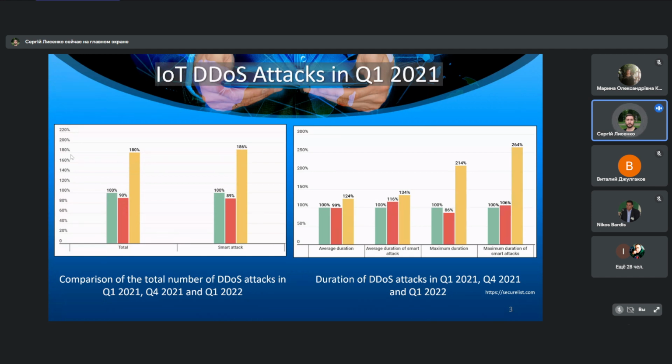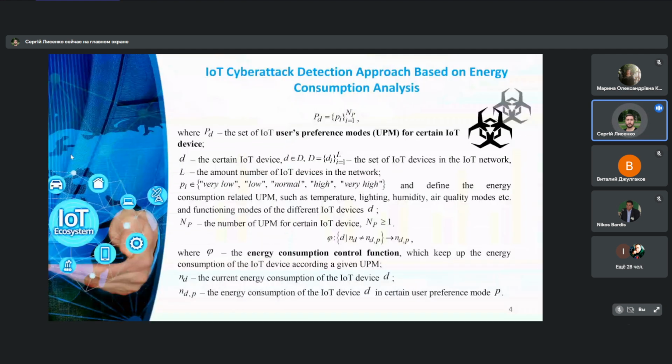And today we'd like to present some ideas for detection based on energy consumption monitoring as a possible way to detect those attacks which require significant energy consumption. For example, DDoS, crypto mining, and so on. Okay. So we propose a technique which tries to analyze the IoT device energy consumption. And to do this, I propose to organize and develop some footprints. And these footprints are based on a set of IoT users' preference modes for some IoT device.